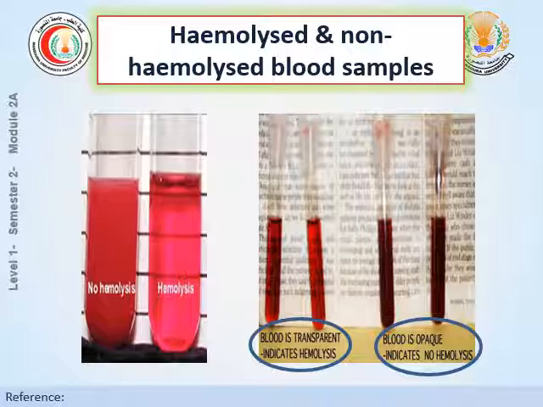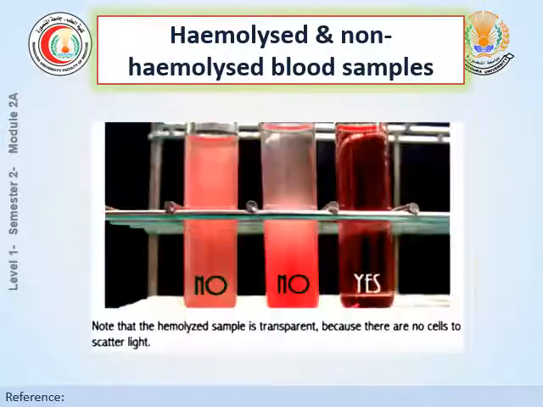Non-hemolyzed blood samples are turbid, but hemolyzed blood samples are clear or transparent. This is also a picture for hemolyzed and non-hemolyzed blood samples. Note that hemolyzed sample is transparent because there are no cells to scatter light.